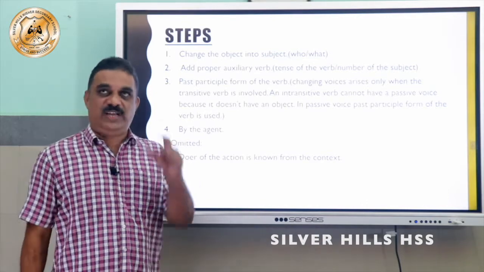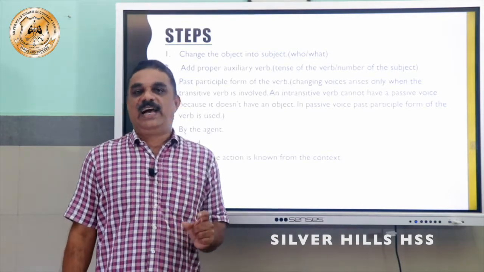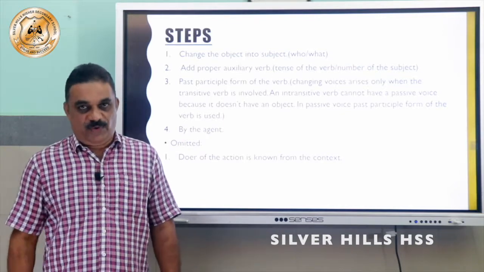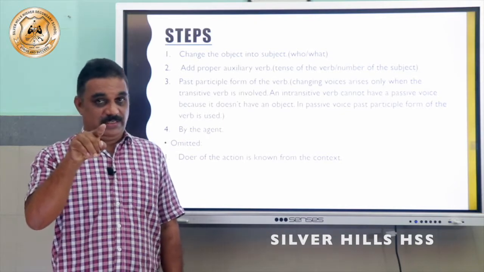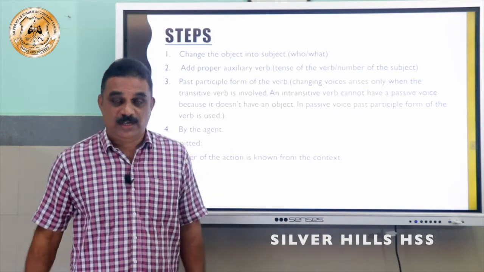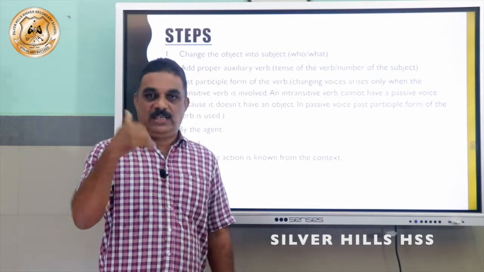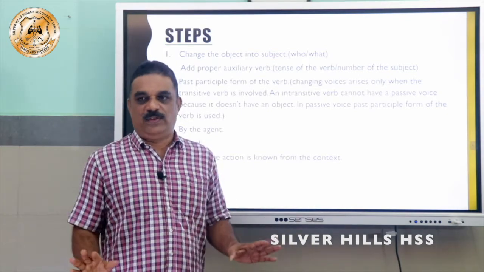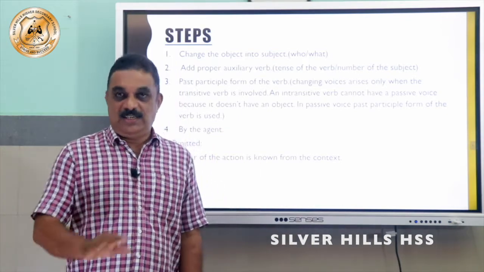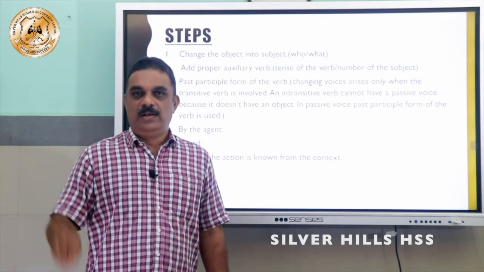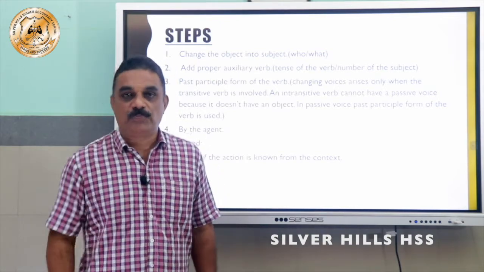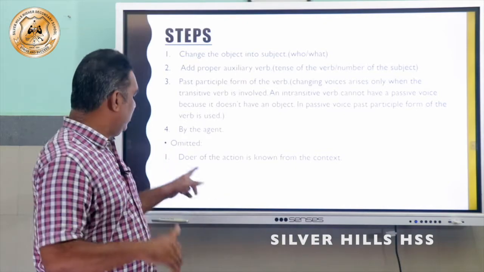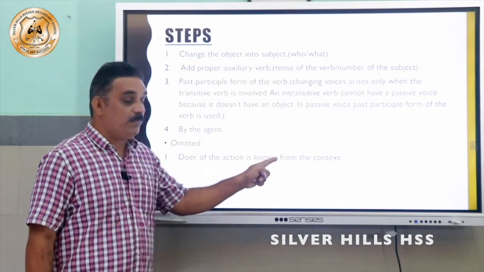agent. Don't write. For example, the police arrested the thief. And you know who is the by agent here? Definitely it is police. So you can write only like this in passive voice. The thief was arrested. That is enough. No need of writing by the police because we know who did it. That is what we call this thing, doer of the action is known from the context.